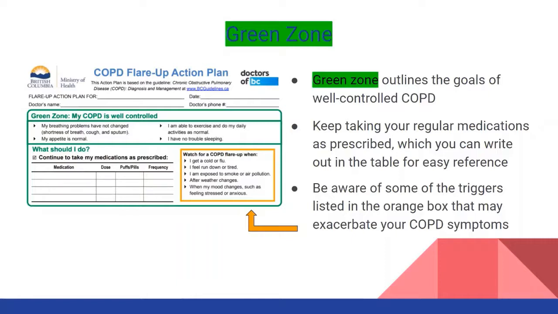For easy reference, you should write out your COPD medications in this table. It is also important that you be aware of the triggers that may cause your COPD symptoms to worsen. Some of these are listed in the orange box, which include getting a cold or flu, feeling run down or tired, being exposed to smoke or air pollution, significant weather changes, as well as mood changes, like when you're feeling stressed or anxious. When you avoid or limit your exposure to these triggers, you'll be able to better manage your symptoms and experience fewer flare-ups.